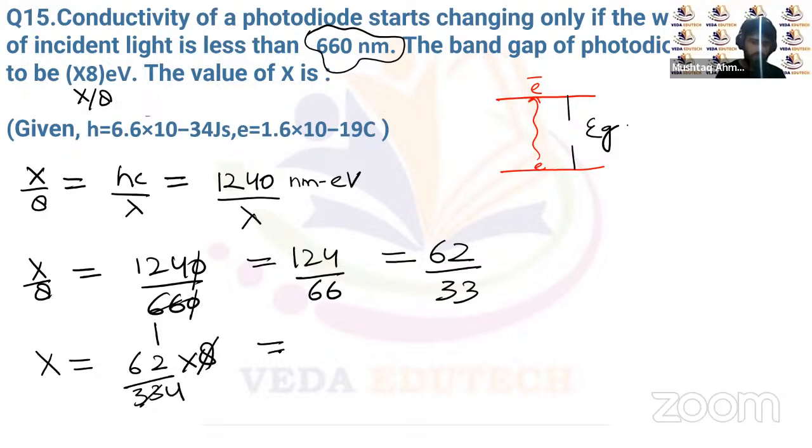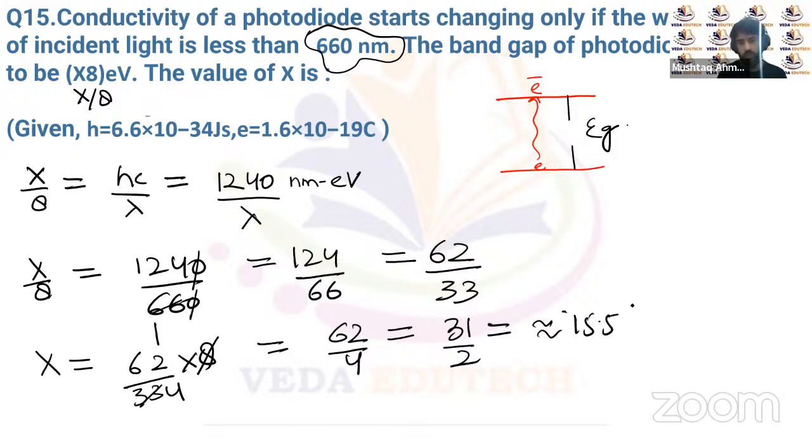So it will be 62 upon 4, right? 62 upon 4 is actually equal to 31 upon 2, or we can say approximately 15.5. So 15.5, or 15, will be the value of x. 15 can be the value of this x.